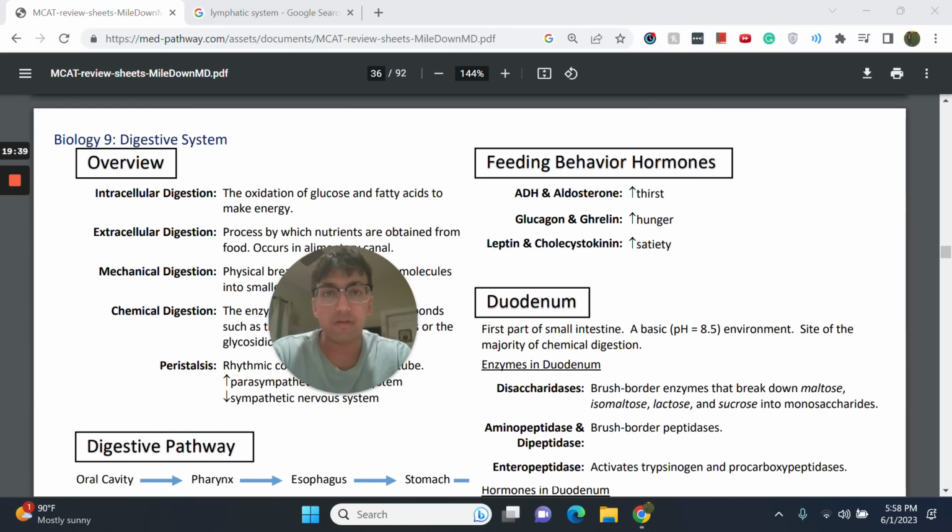Next we have these hormones. It's kind of important to know this. So ADH and aldosterone are going to increase your thirst, because basically it's sensing that there's less volume of fluid in your extracellular space, and so it's going to tell you that you need to drink a little bit more water. Next is glucagon and ghrelin. Glucagon and ghrelin both tell your body that you're hungry and you need to eat some food, and leptin and cholecystokinin increase satiety.